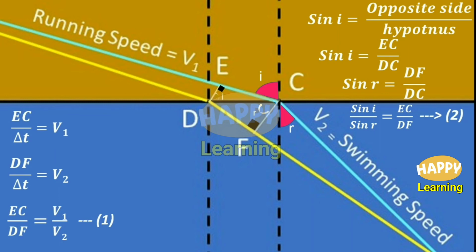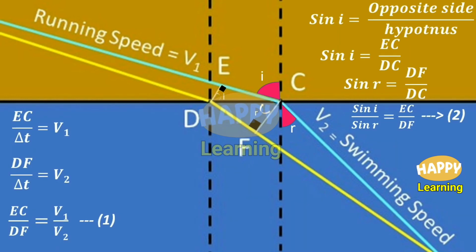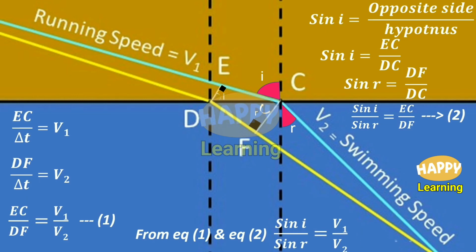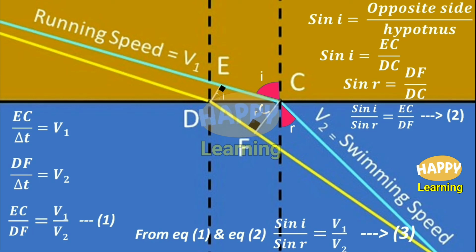Now, from equations 1 and 2, we can write sin I by sin R is equal to V1 by V2. So in equation 1, the LHS is equal to EC by DF, and in equation 2, the RHS is equal to EC by DF. Therefore, from these two equations, sin I by sin R is equal to V1 by V2. Let it be equation number 3.